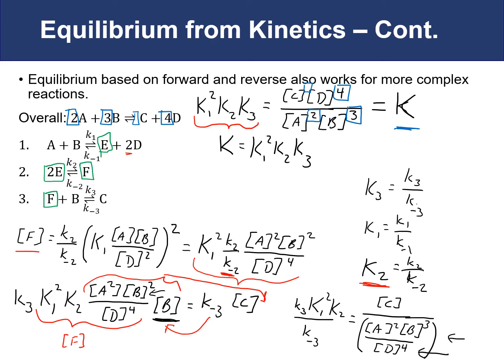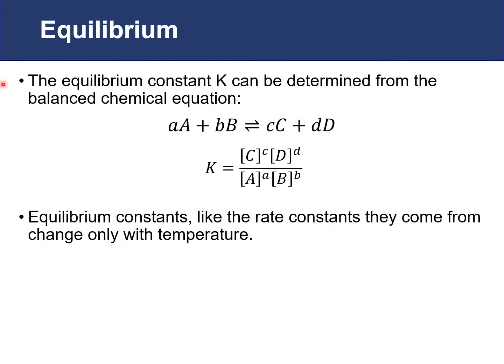So this will work for any system in which all of your substeps in your mechanism are able to establish an equilibrium. If the overall process has this double arrow, that's what it's saying. This type of process is able to establish an equilibrium. In order to have an equilibrium, each one of your individual elementary reactions needs to itself be in equilibrium with its forward and reverse reactions. So the equilibrium constant can be determined from the balanced chemical equation.